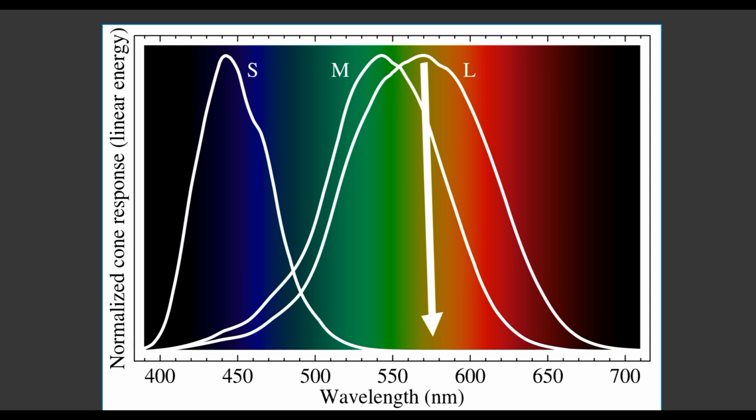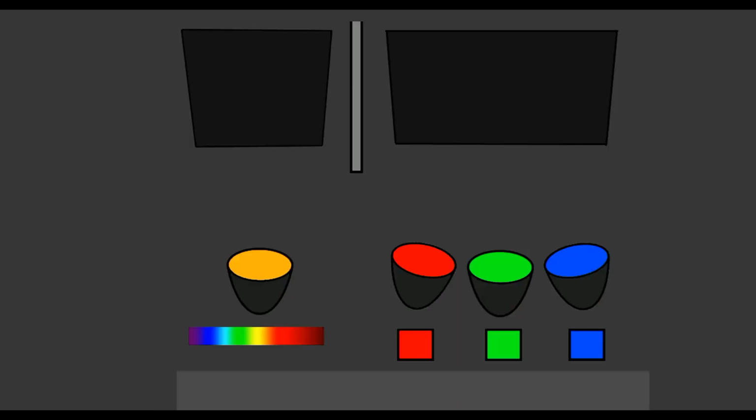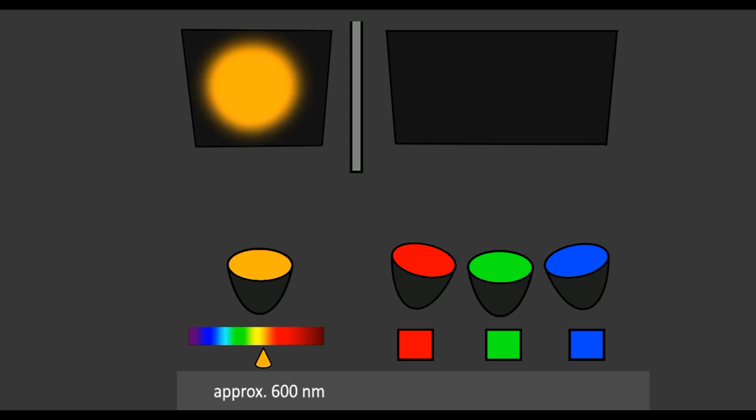Now, to produce a color, we can take it directly from the spectrum, in which case we would call it a spectral color, or we can create it by mixing light of other wavelengths. So if we take a look at this diagram here, on the left side we have a yellowish-orange spectral color produced using light of around 600 nanometers. This 600 nanometer wavelength stimulates all three types of cones on our retina, but to various degrees.